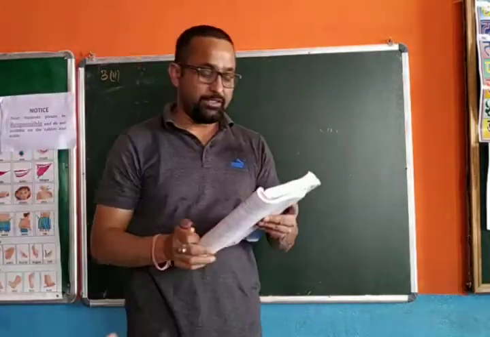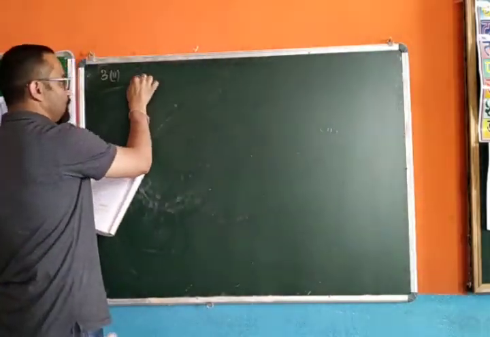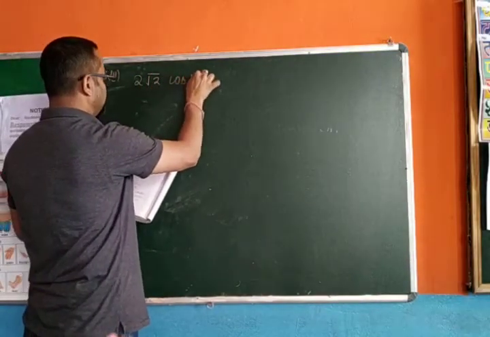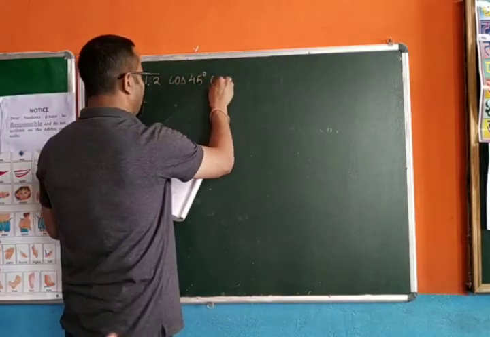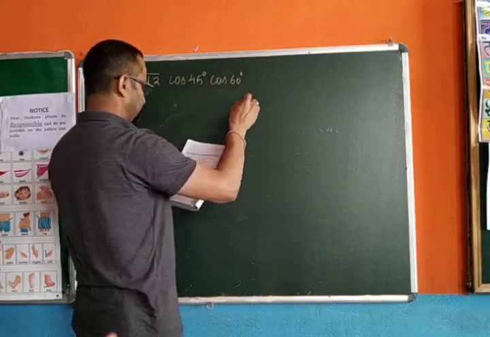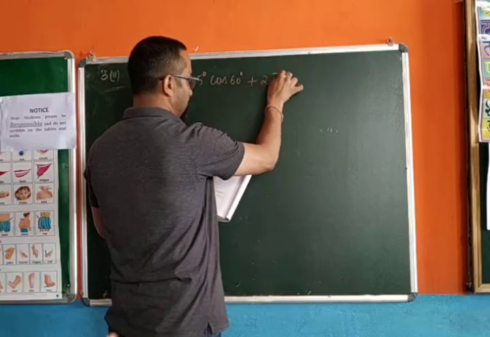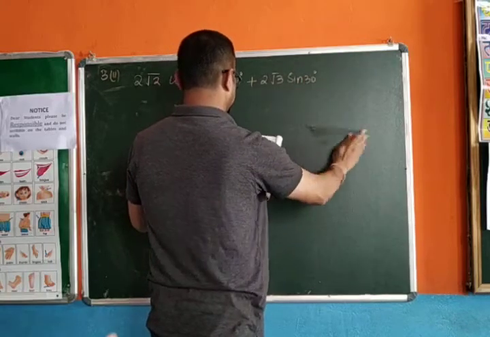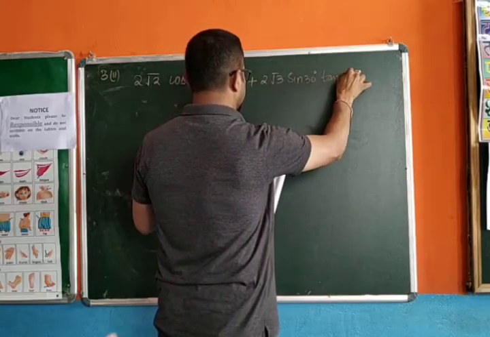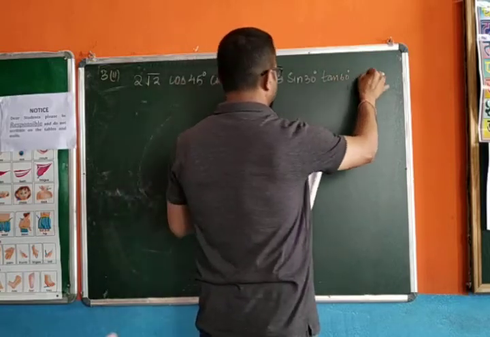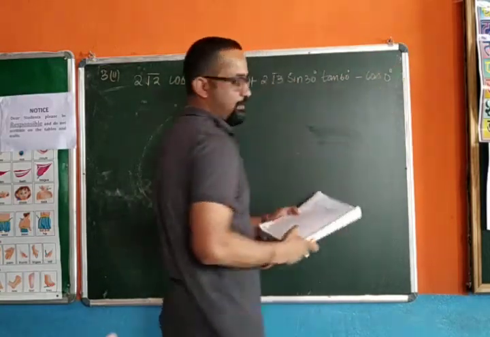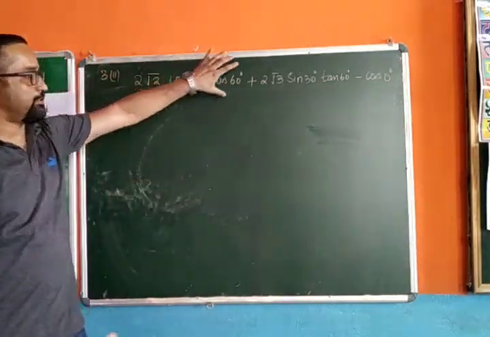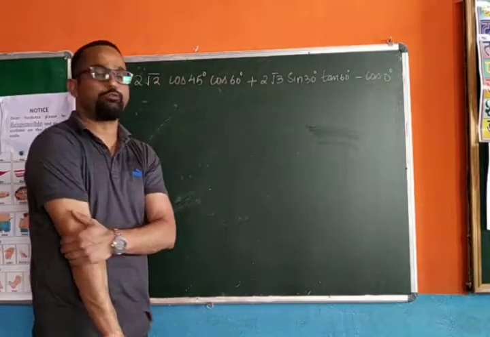Question says that find the value of 2 root 2 cos 45 degree, cos 60 degree plus 2 root 3 sin 30 degree, tan 60 degree minus cos 0 degree. So we have the question, and standard angles and trigonometrical ratios are given.